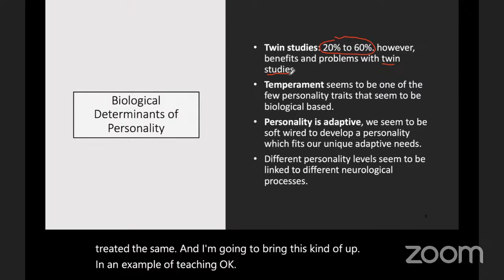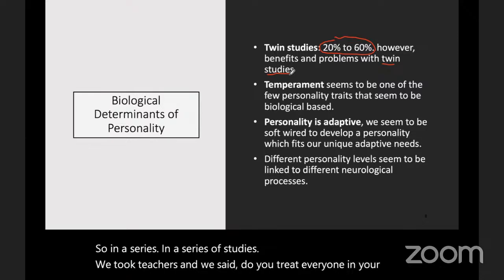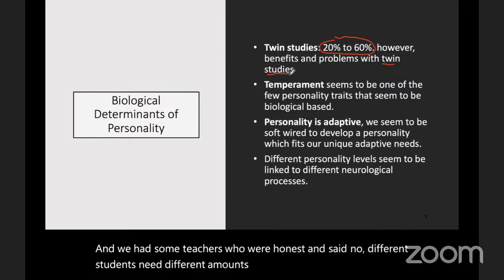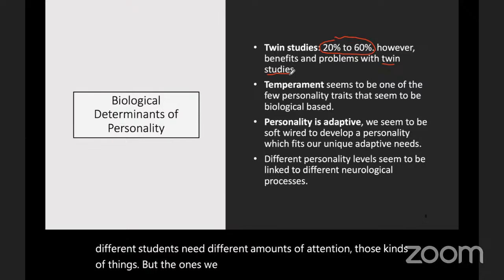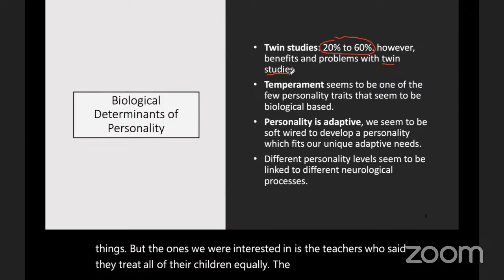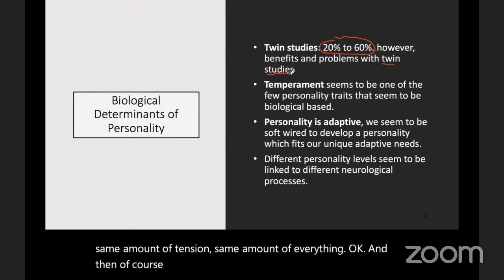So in a series of studies, we took teachers and we said, do you treat everyone in your class the same? And we had some teachers who were honest and said, no, different students need different amounts of attention, those kinds of things. But the ones we were interested in are the teachers who said they treat all of their children equally the same, give them the same amount of attention, same amount of everything. Okay. And then, of course, we go measure their behavior.